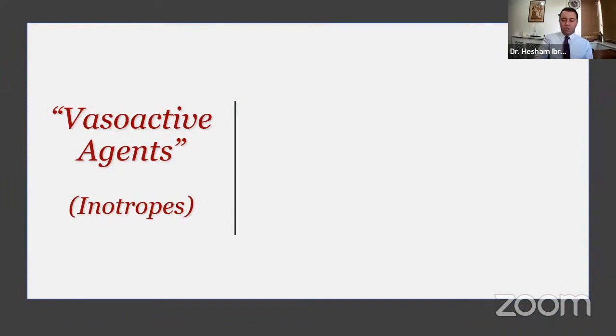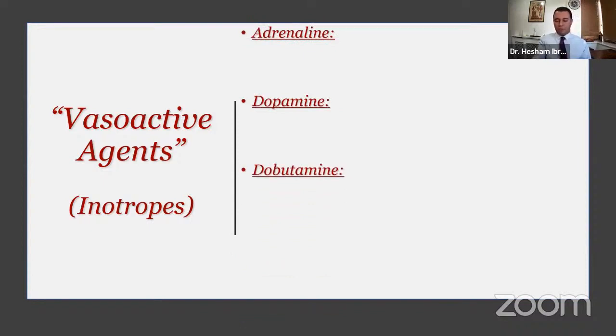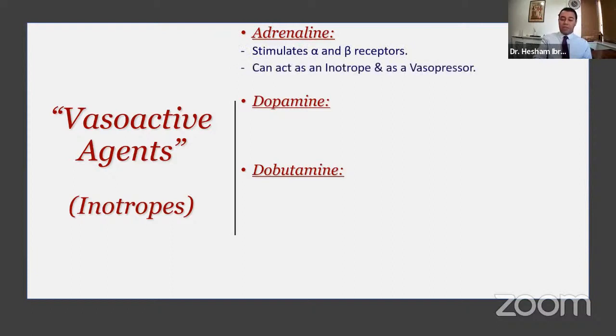What inotropes do we commonly use in the emergency departments for shocked patients? Commonest one is adrenaline. We also have the dopamine, and we have the dobutamine. These are the 3 common agents that we use as positive inotropic drugs in the emergency department. The adrenaline works by stimulating the alpha and beta receptors. So actually it has an inotropic action because of the effect on the beta receptors, and a vasopressor action because of the effect on the alpha receptors.